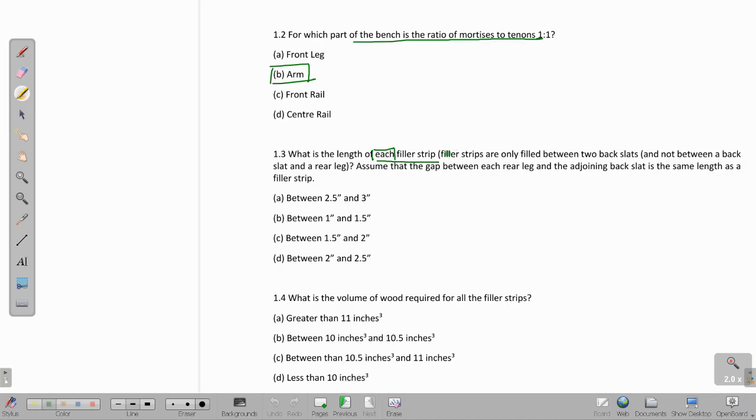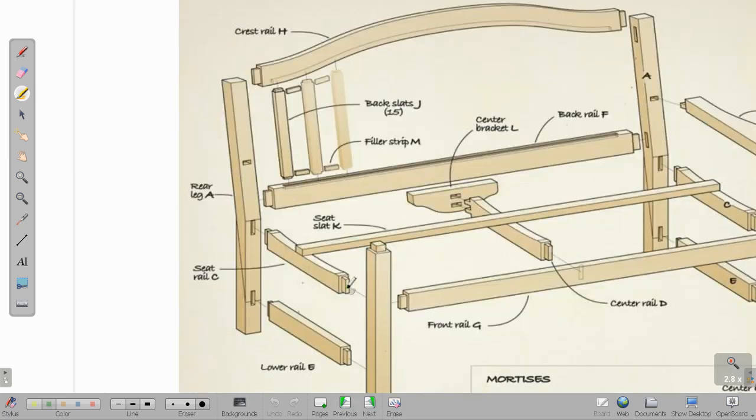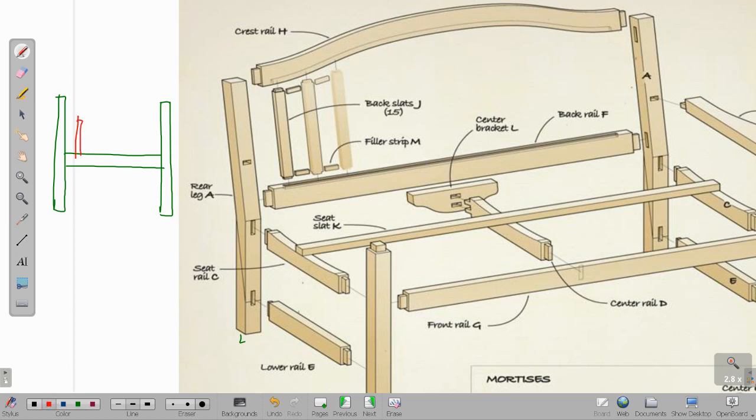Filler strips are only filled between the two backslats and not between a backslat and a rear leg. What that essentially means is this: you have this leg here and another leg there, those are the two legs. And there is this back rail, kept like this. And you have the backslats, kept like this, 15 of them. One, two, three, and so on. There are 15 of them kept like that.